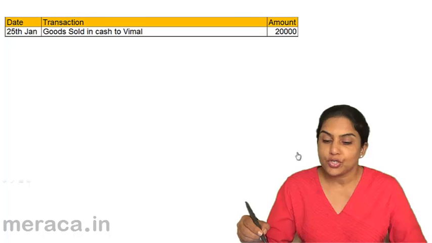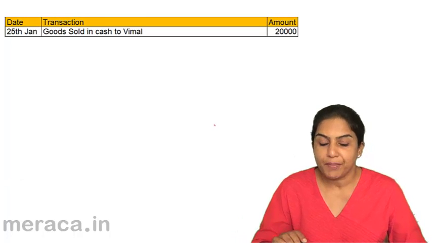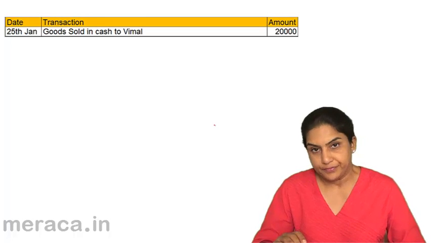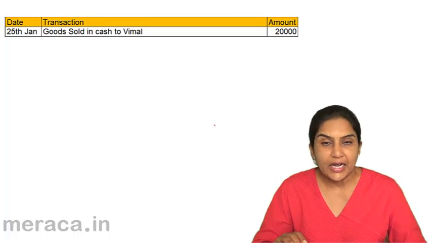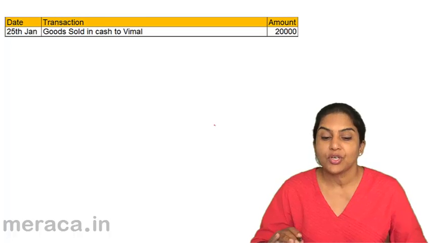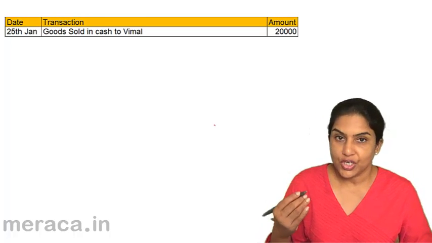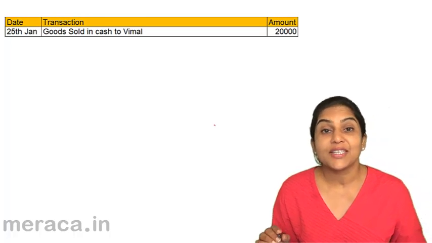Next, goods sold in cash to Vimal. What are the accounts involved? Do we have a goods account? No, goods are sold. The account involved is sales.